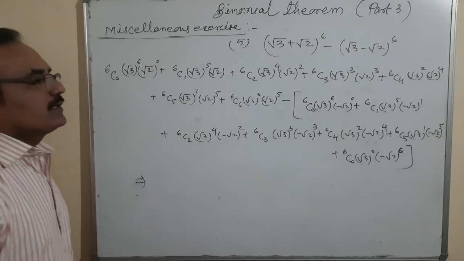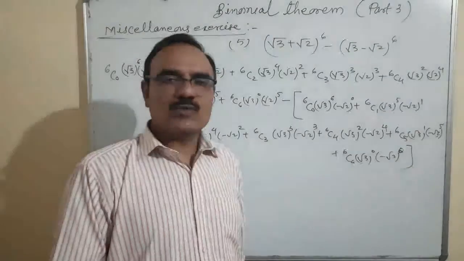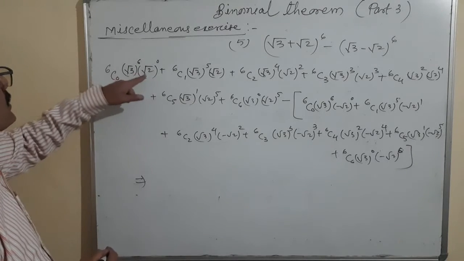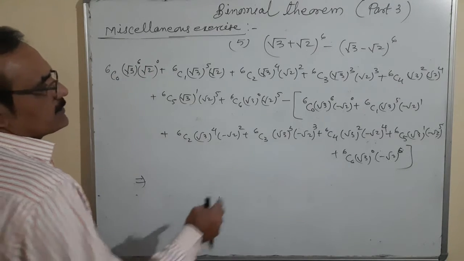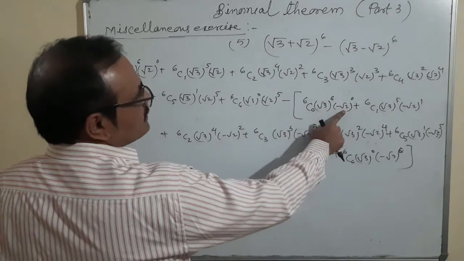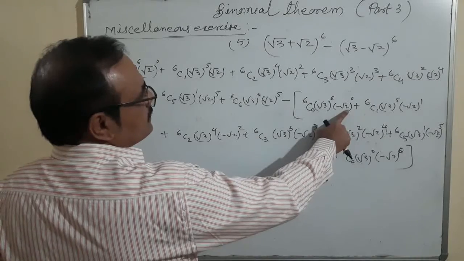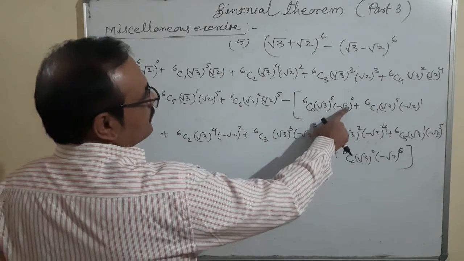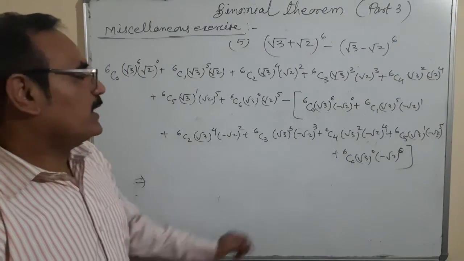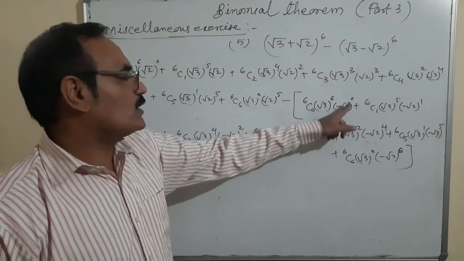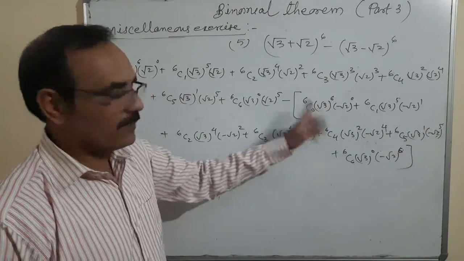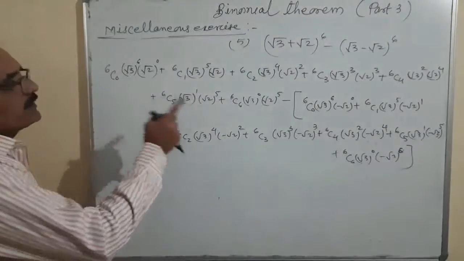This is the expansion. Now let us see which are the same terms but with opposite signs. First term 6C0 (root 3)^6 (root 2)^0, and this is 6C0 (root 3)^6, and the minus sign is coming here. By the way, the term having power 0, its value is 1, and minus 1 to the power 0 is also 1, so this term will be cancelled. Okay, so this first term will cancel.